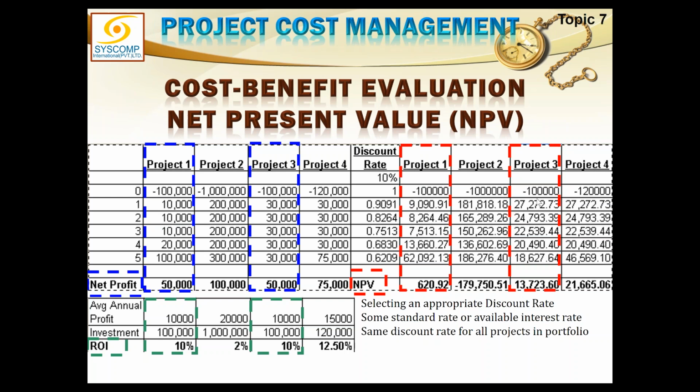Whereas with the same investment and a better pattern of recovery, you have 13,723 in project 3. So you see, net present value is a more intelligent method. This will give you a better value. None of the earlier methods could differentiate between project 1 and project 3. Got it? Yes, sir. Right.